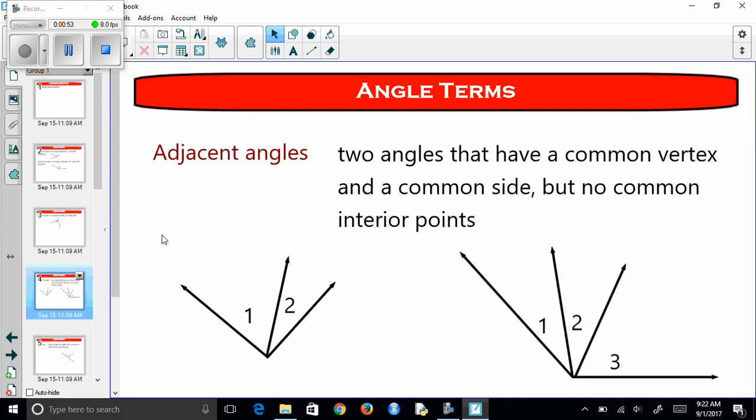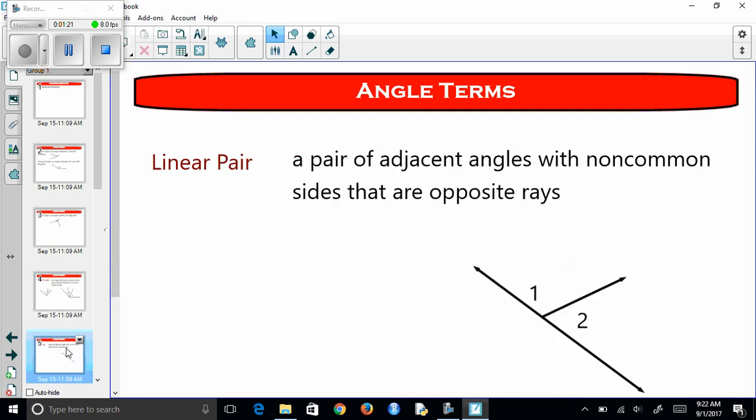Now, a term that you might not have heard before is adjacent angles. Adjacent angles are two angles that have a common vertex, that's the point that they meet, and have a common side. Here is the common side in these adjacent angles, but no common interior points. So here's angle 1 and angle 2. We said they're adjacent because they're next to each other. Here, angle 1, 2, and 3, angle 1 and 2 are adjacent, and 2 and 3 are adjacent. So hopefully that makes sense.